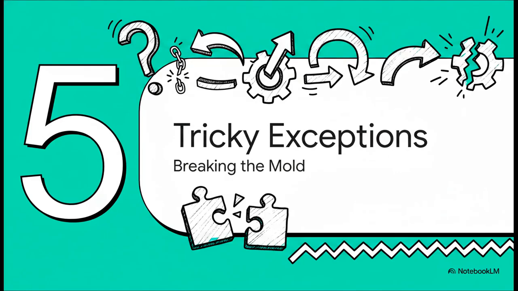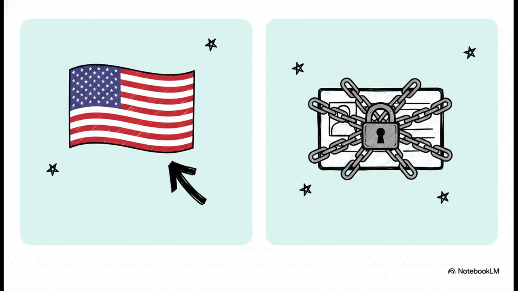Section 5. Tricky exceptions. Breaking the mold. Because this is English, there are obviously going to be a few curveballs where the whole formula just breaks down. Take the phrase American green card. Based on our OSASCOMP formula, color is supposed to come before origin, so technically it should be green American card. But come on, that sounds completely ridiculous.